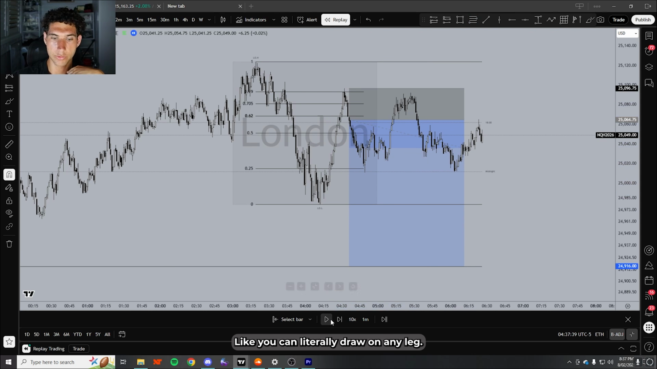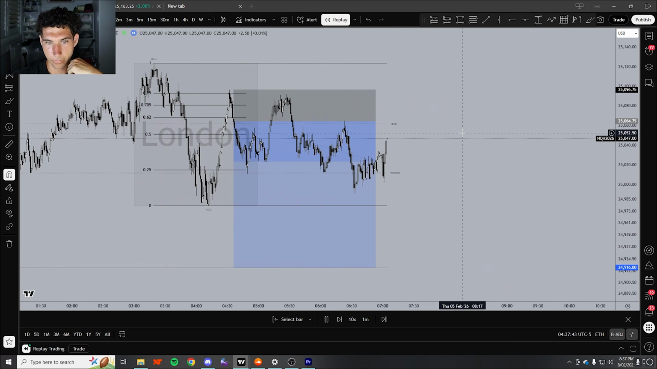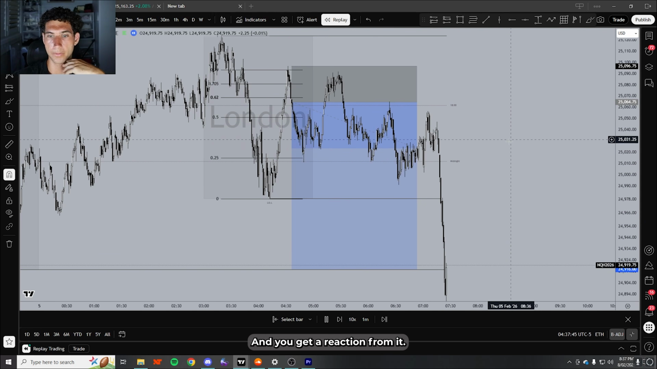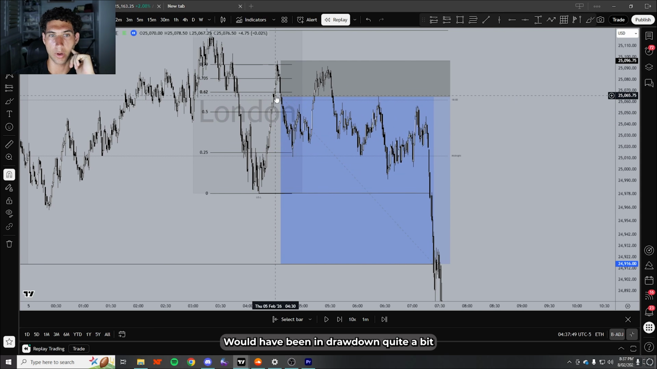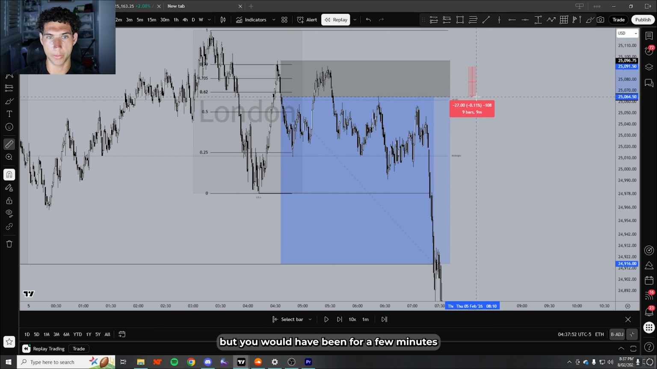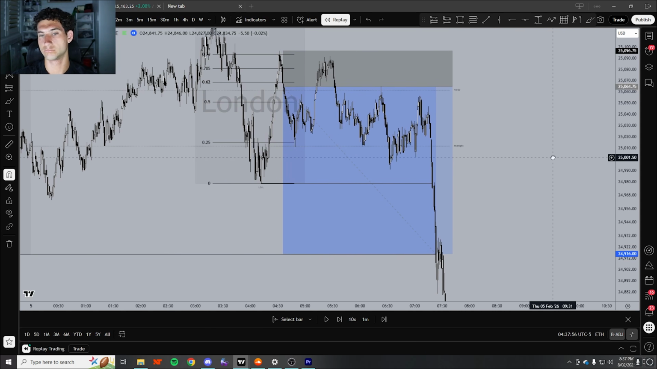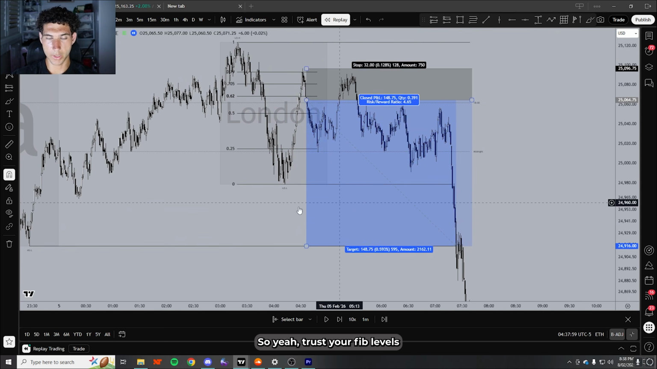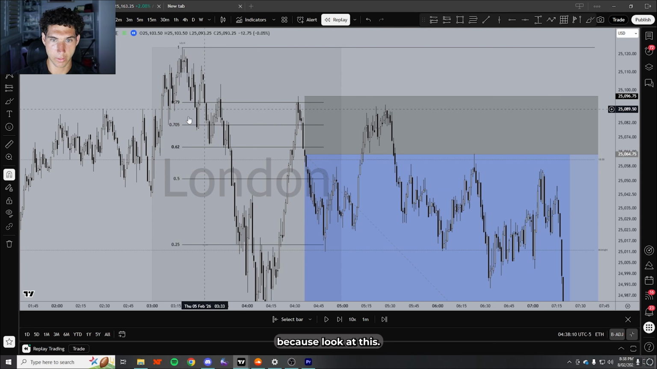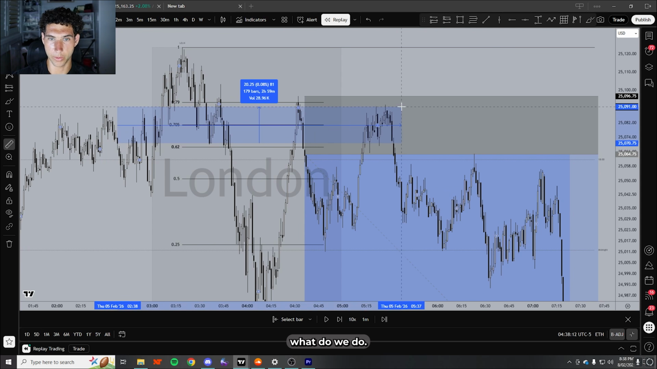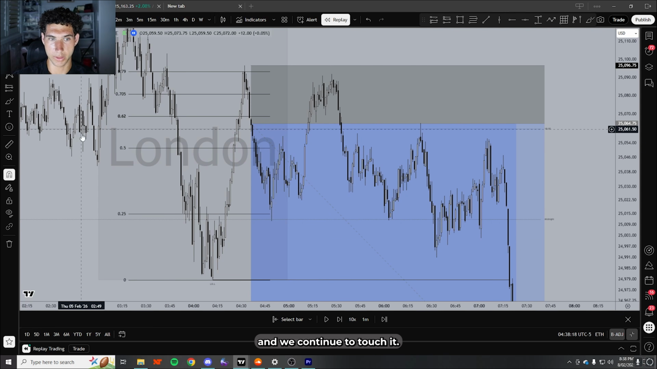Again, you can literally draw it on any leg and you'll get a reaction from it. But there you go. Would have been in drawdown for a few minutes and then you would have been TP just flush. So yeah, trust your fib levels because look at this. As soon as it hits this OTE level, we chop around and then we just flush again and we continue to touch it.